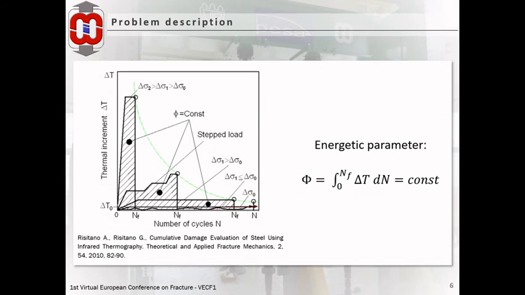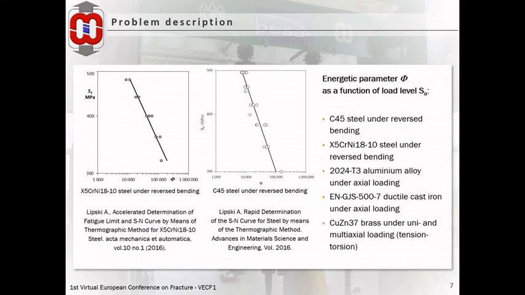The second assumption, often found in the methods used so far, assumes that the energetic parameter associated with the area under the temperature versus number of cycles curve is constant. However, our tests show that this parameter depends on the load level.